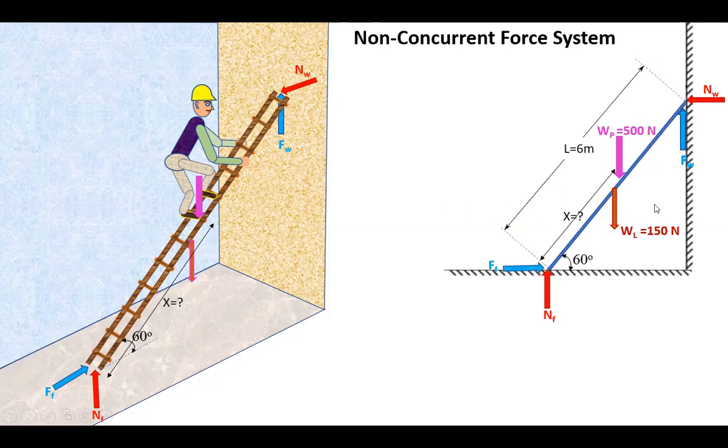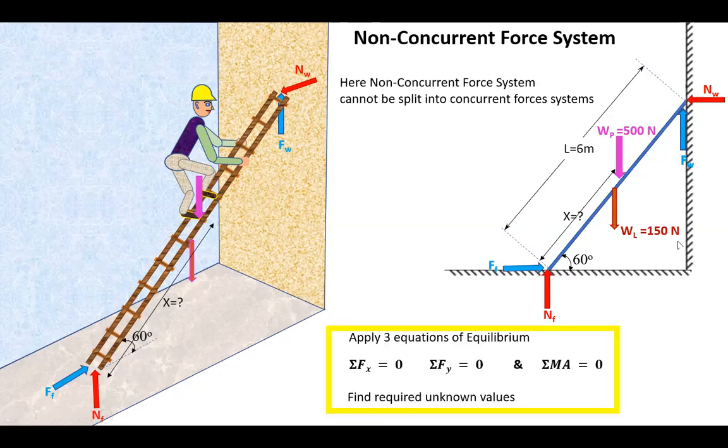You can see they are not meeting at a point, hence it's a non-concurrent force system. In the case of the previous topic, the force system could be converted to a concurrent force system, but here you cannot convert this into a concurrent force system, because it's one complete body and you cannot split it. So you need to consider all the forces together as they are, and this forms a non-concurrent force system. You should use 3 equations of equilibrium: sigma Fx equal to 0, sigma Fy equal to 0, and sigma M about any point equal to 0 to find out the unknowns.